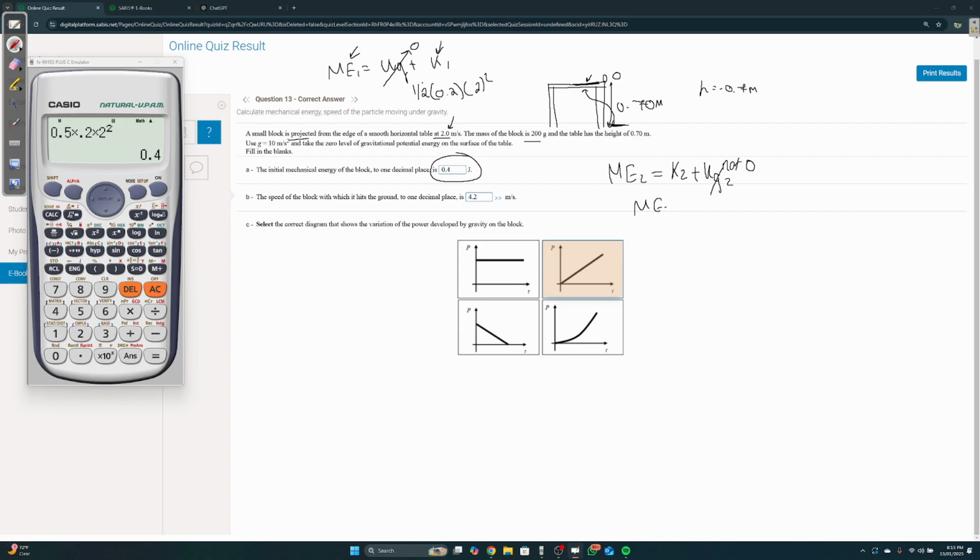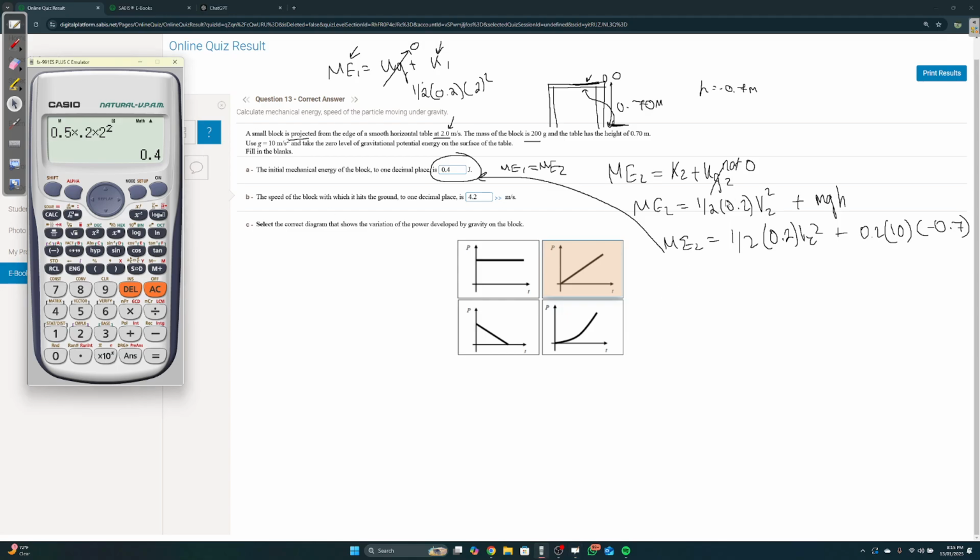Okay, so ME2 is going to be equal to K2, which is half times 0.2 times the new velocity squared, plus mgh. Let's continue. ME2 is going to be equal to half times 0.2 times velocity 2 squared plus the mass 0.2 times g which is 10 times the height, which is negative 0.7. And you can solve this easily. We need to equate this to how much? ME1, right? Remember ME1 is equal to ME2. So this equals 0.4.